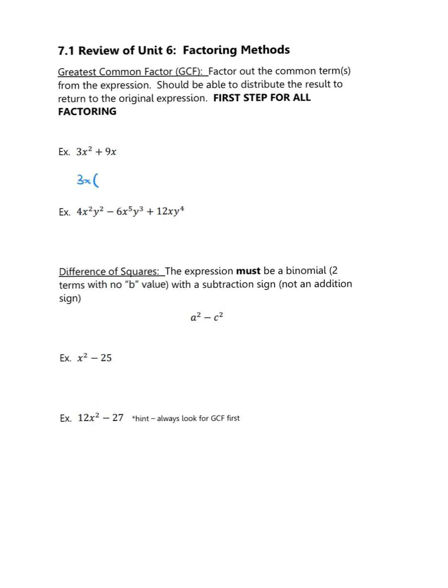So your GCF is going to come out in front, and then you're going to divide each term by 3x. So 3x squared divided by 3x is x, and 9x divided by 3x is 3. And then you can always check it by multiplying it back together. If you were to distribute the 3x, you would have 3x times x is 3x squared, and 3x times 3 is 9x.